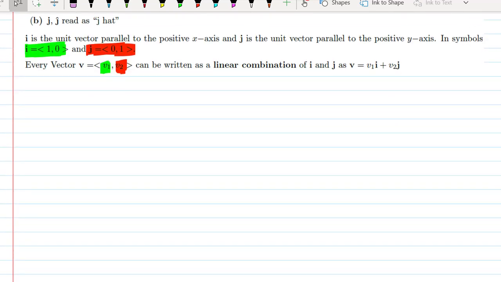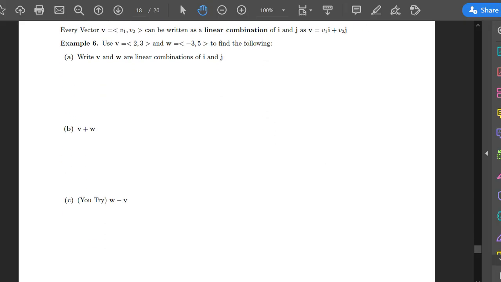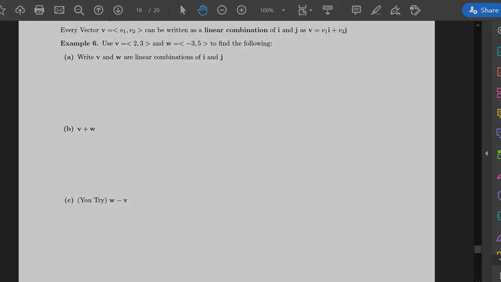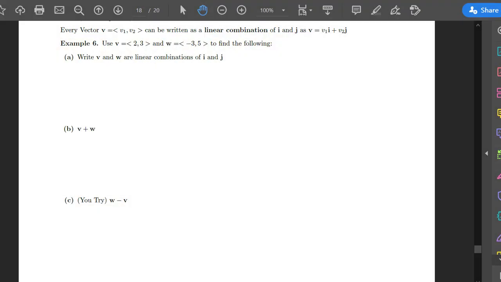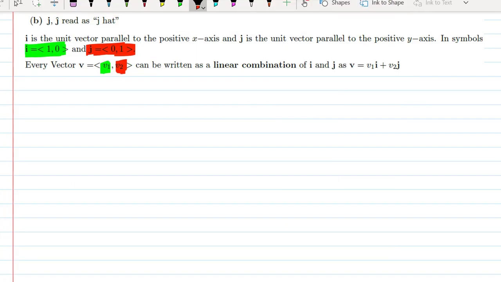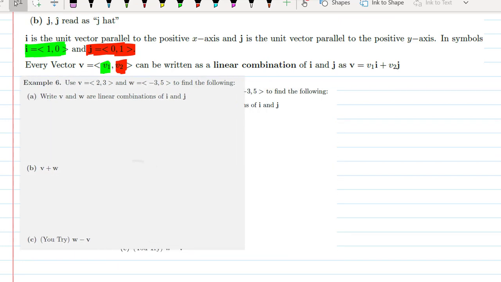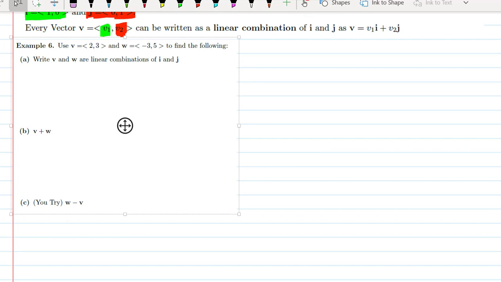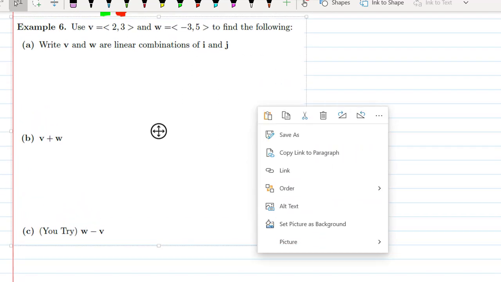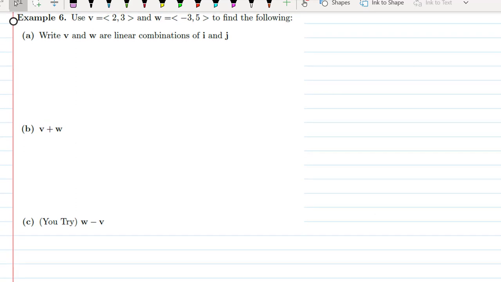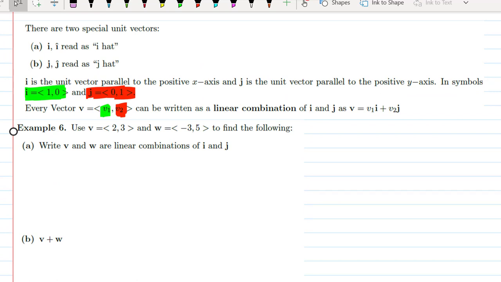So let's take a look at our next example. Keeping in mind that it is just a different way to write the vectors will help us make sure we get the correct solution. So we want to use the vectors v is 2, 3, and w is negative 3, 5 to find the following. Write v and w as linear combinations of i and j. Well, the vector v's x component is 2, so we're going to have 2 times i hat, plus its y component, its second component, 3 times j.